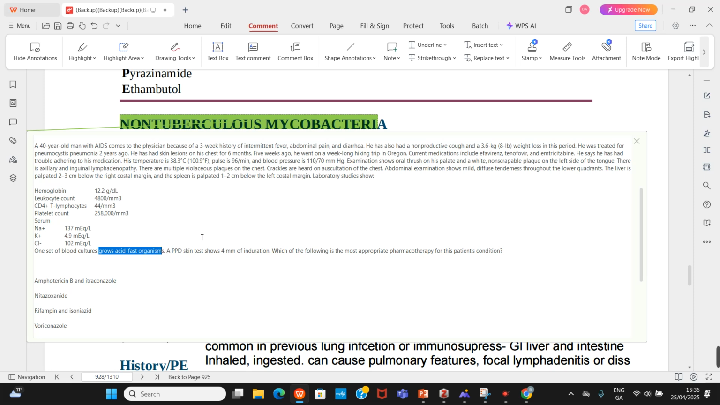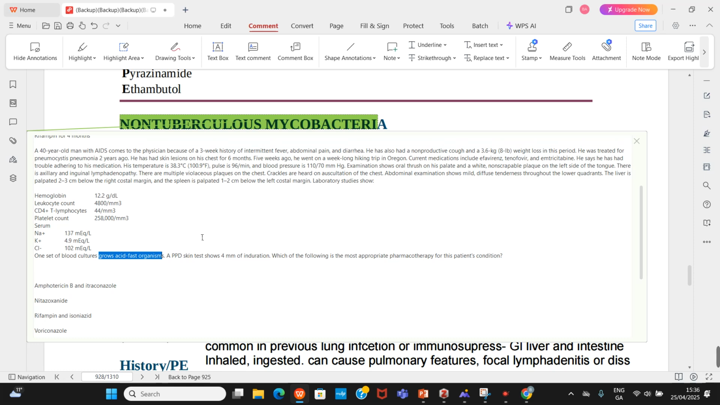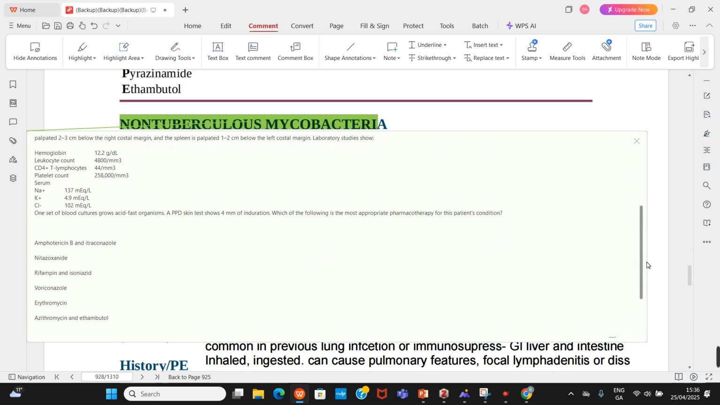What do you think this is? I think maybe Mycobacterium avium, a non-tuberculous mycobacterium. Which one particularly? Mycobacterium avium. So what are we going to pick as the answer? The last option?